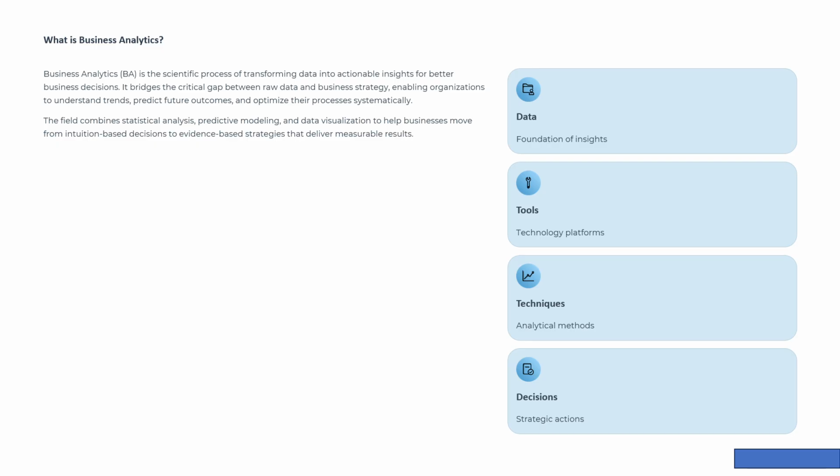With analytics, organizations can understand past trends, predict what might happen in the future, and also improve their processes in a systematic way. Instead of saying, I feel this will work, managers can say the data suggests this will work, and here is the evidence.